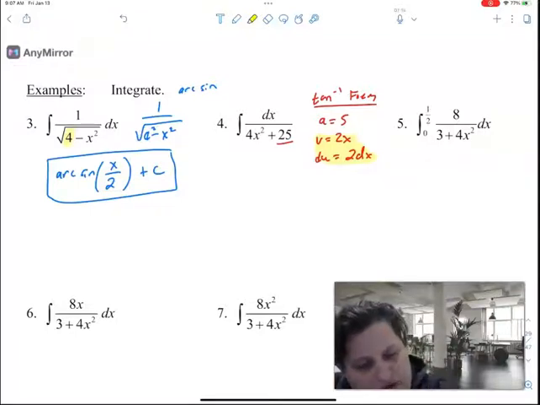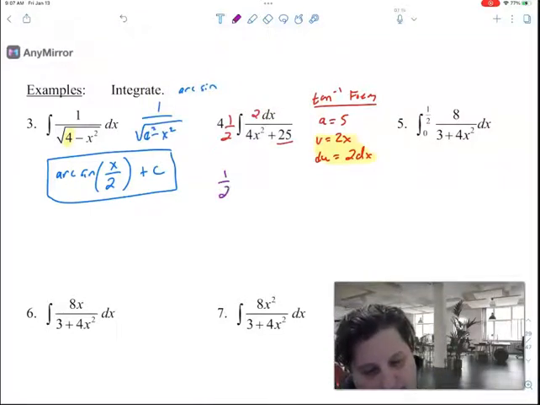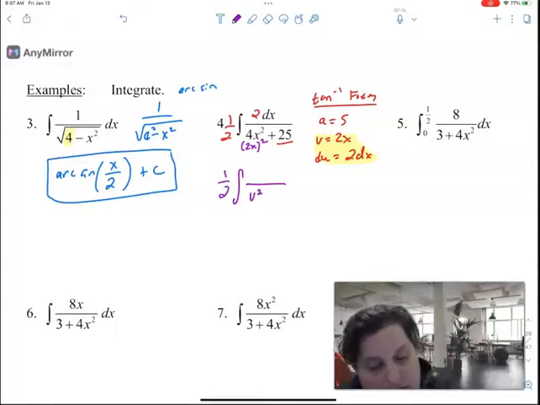Okay, so if du is 2dx, I need to put in a 2 and a 1/2. And then this turns into 1/2 the integral of u squared, because it's 2x squared, you guys see that? U squared plus 5, and then it's du. All right? Well, this is an inverse tan, so we have a 1/2 out front.